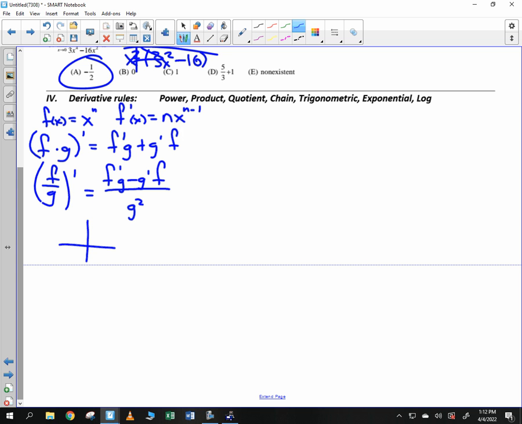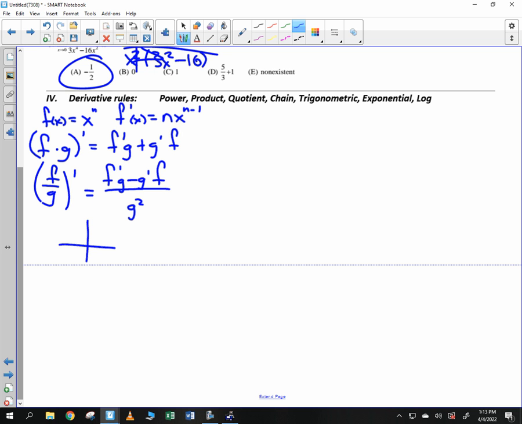Okay. So what about our trigonometric derivatives? Let's just talk about them. Derivative of sine: cosine. Derivative of cosine: negative sine. Derivative of tangent: secant squared. A lot of you guys got that wrong on the last test. Derivative of cotangent: negative cosecant squared. Derivative of secant: secant times tangent. Derivative of cosecant: negative cosecant cotangent.